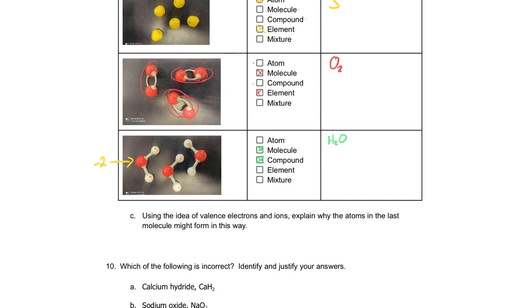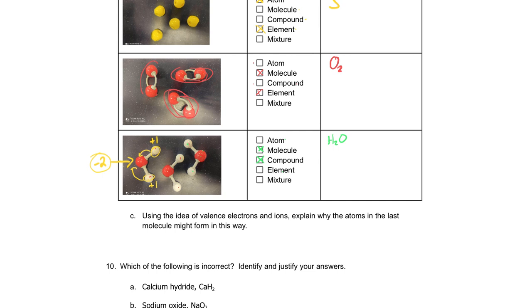The other 2 are hydrogen, which has 1 valence electron, so it's probably going to give that away. So each one of those is going to be +1 because it's going to give away a negative electron. And so why would it form in this way? Well, the oxygen wants to take 2 electrons, and those 2 hydrogens are only happy to oblige. They're each going to give 1. Each one will give 1 electron to the oxygen there.